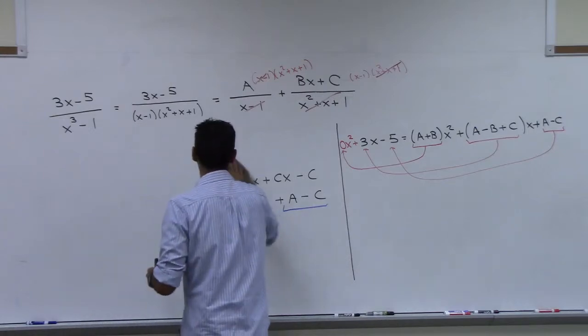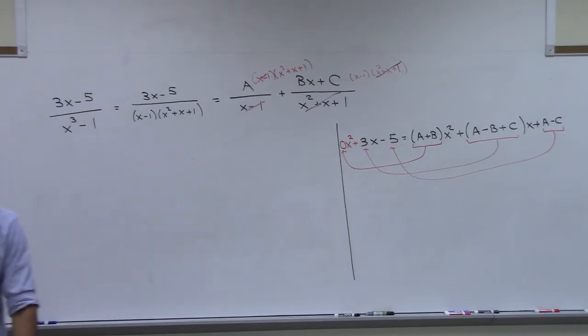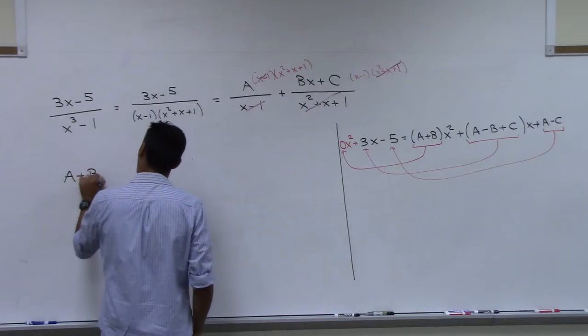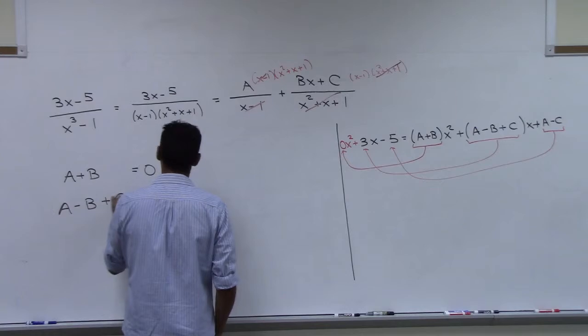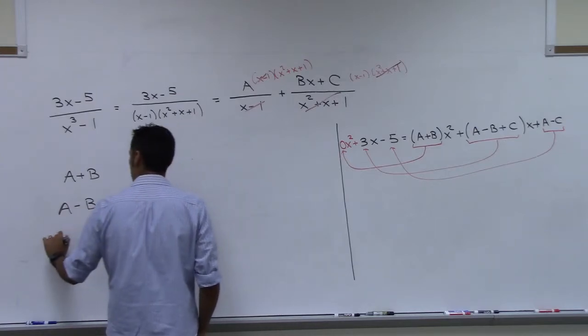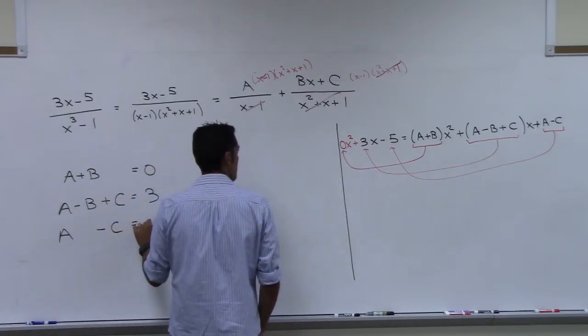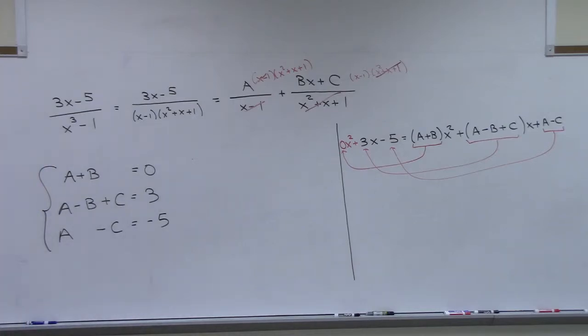Does anybody know how to use their calculator already to solve a system of equations? No? Okay. What are my three equations that are going to come from this? A plus B equals 0. A minus B plus C equals 3. And then finally, A minus C is -5. That's my system of equations. So I need to solve that system of equations.